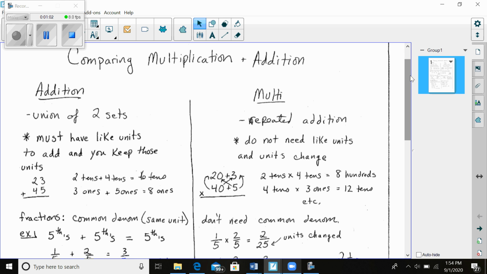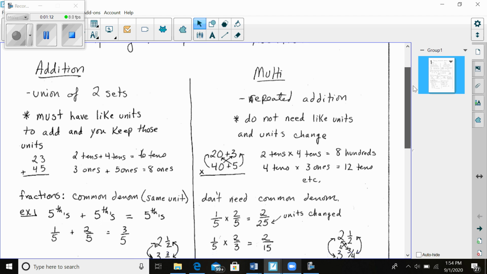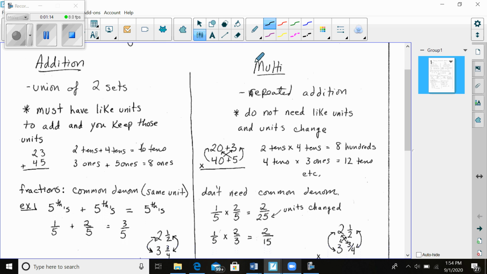But I'm going to go all the way back to whole numbers and show you that the rules that you've learned for addition and multiplication have the same basis as the rules that you learned way back in elementary with adding and multiplying whole numbers. So here is the fundamental rule. When you add, you must have like units.